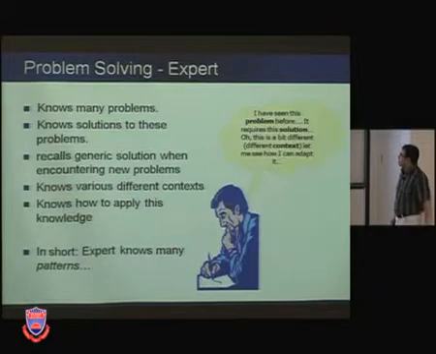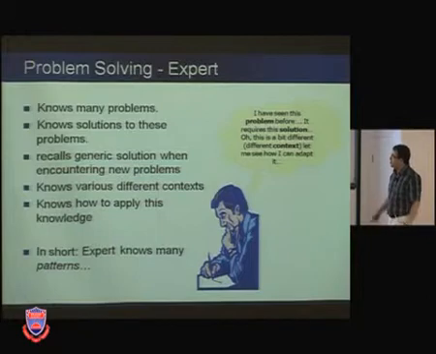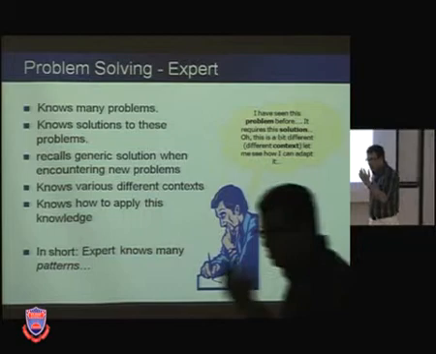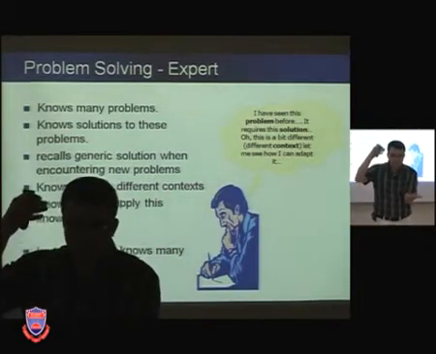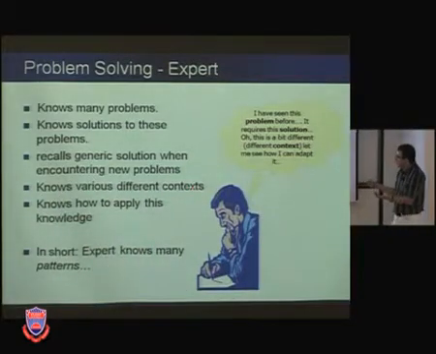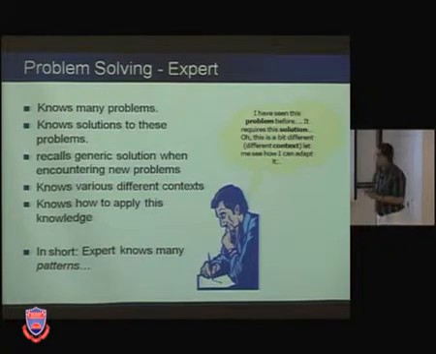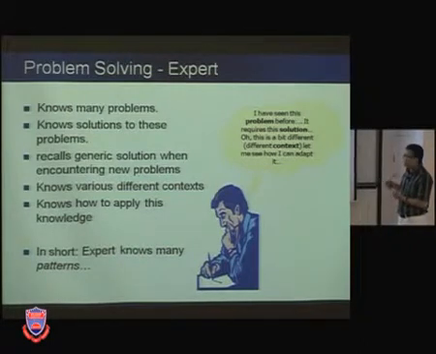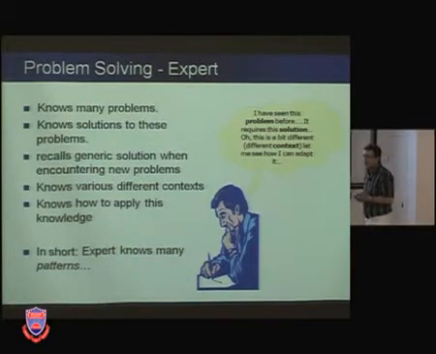An expert knows many problems, knows solutions to these problems, and recalls a generic solution when encountering new problems. Like an architecture consultant saying, hey, I have this application, but I have seen this problem before. The context is different, so the expert knows various different contexts, but knows how to apply this knowledge. In short, we say an expert knows many patterns. We have a problem, a solution, but the context is different. And exactly this combination is a pattern.